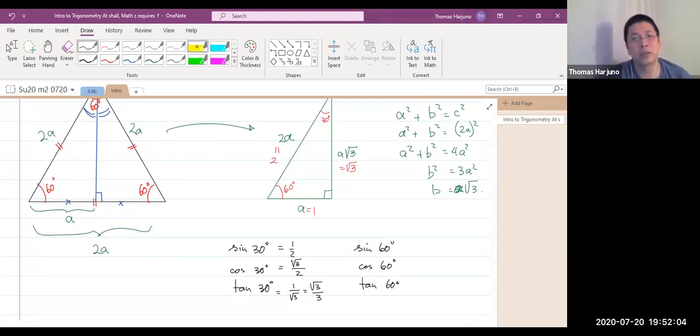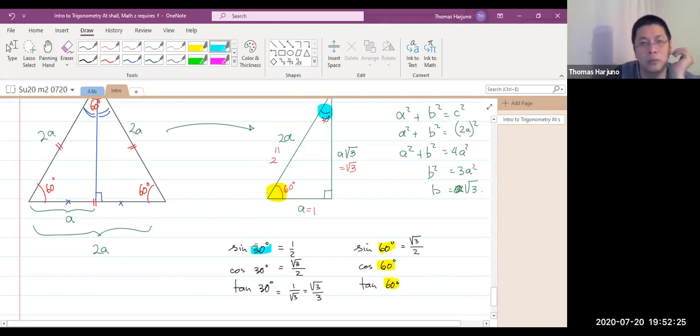Sine 60 degrees, so this is the reference angle. Then the sine will be opposite of 60 degrees, which is radical 3 over 2. So you're more careful in seeing that now. Cosine 60 degrees is 1/2. And tangent 60 degrees is radical 3 over 1, or simply radical 3. Now, you need to memorize this.